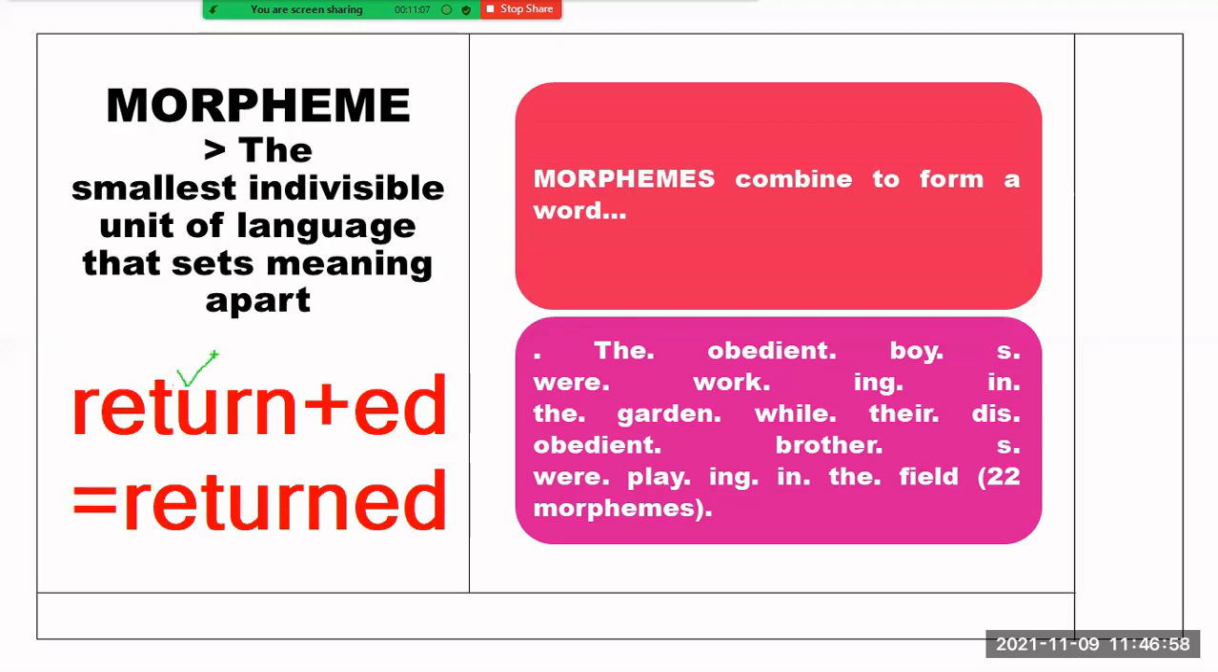has to do with the present tense return, all right? When we add ed, then we turn this into a past tense. So we change the meaning. You know, the morpheme ed changes the meaning of return to a past action, all right? So that is what morphemes do. And morphemes combine to form a word. So you can see here that these two morphemes, return and ed, combine to form a word, returned, all right?